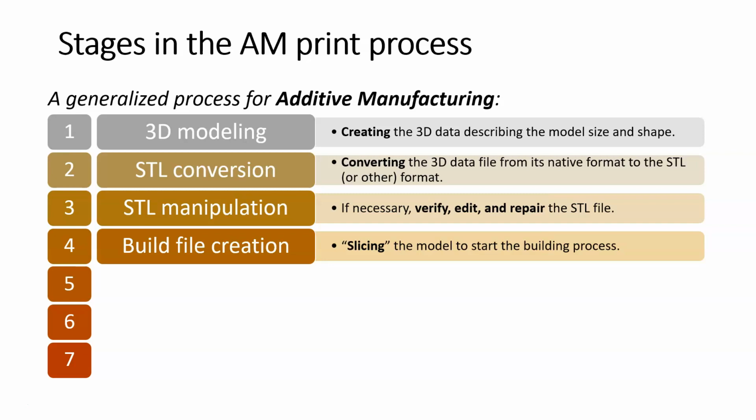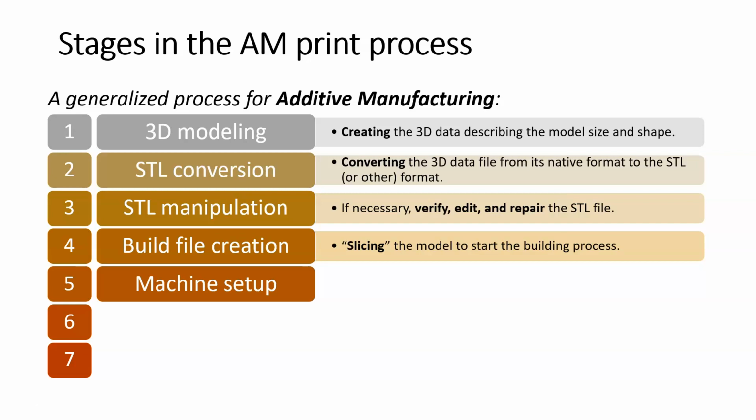That is one option. But basically the build file creation involves slicing the STL file into a series of thousands of layers that are then going to be reassembled physically in the machine, in the additive manufacturing machine or the 3D printing machine. Now, the fifth step I put in here is machine setup.